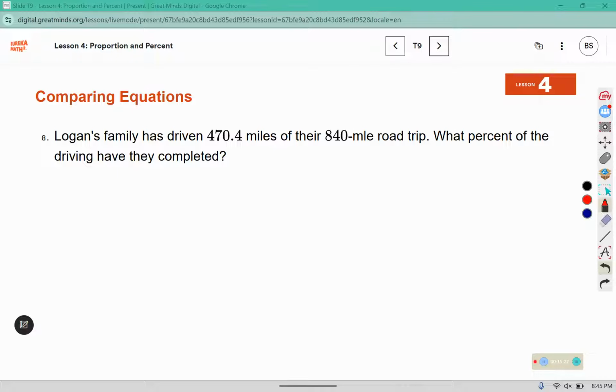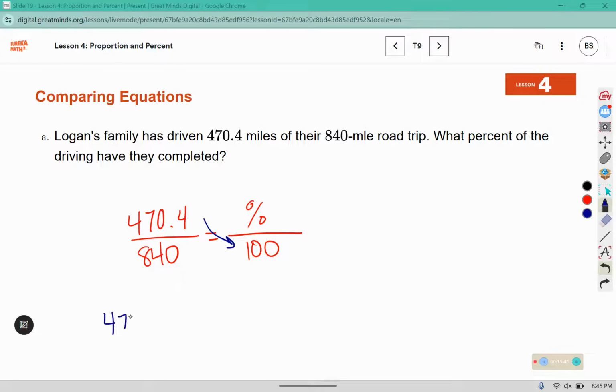Logan's family has driven 470.4 miles of their 840-mile road trip. What percent of the driving have they completed? So the part they have completed is 470.4. The whole trip is 840. And percents are always out of 100. Cross multiply, and divide by 840. They have completed 56%.